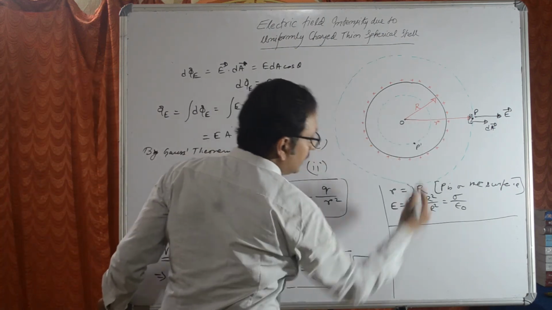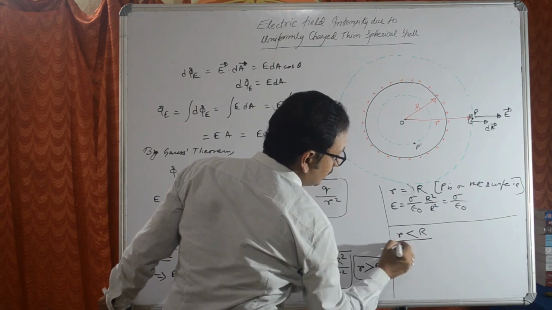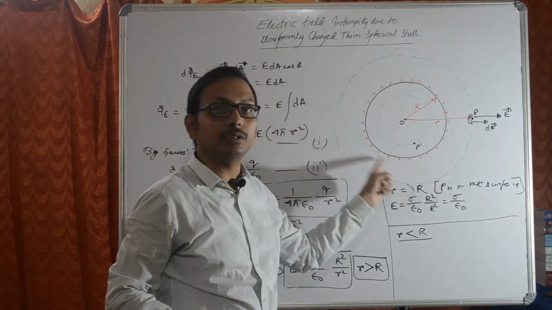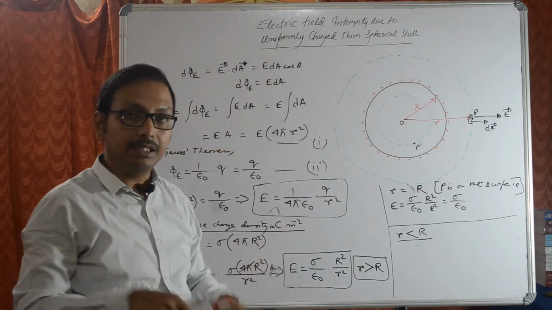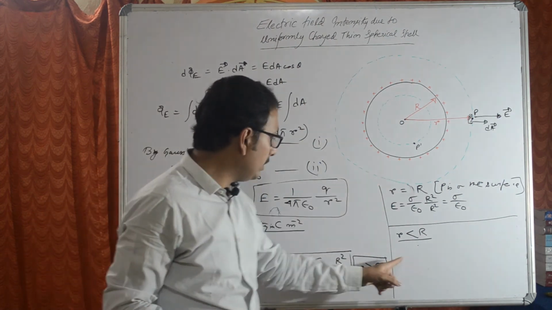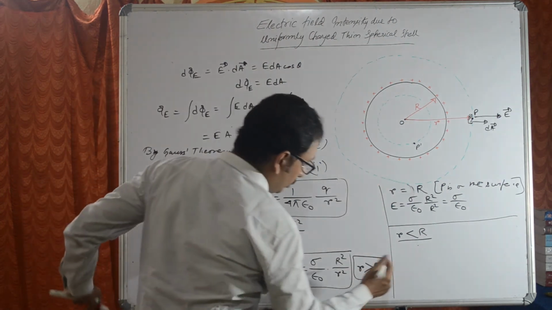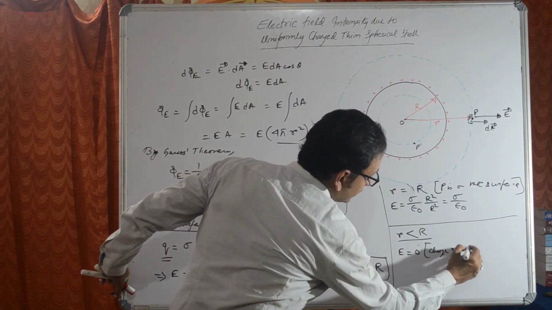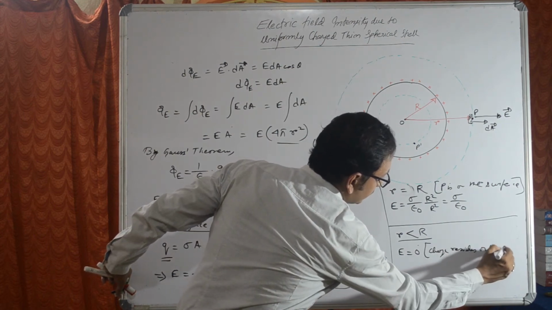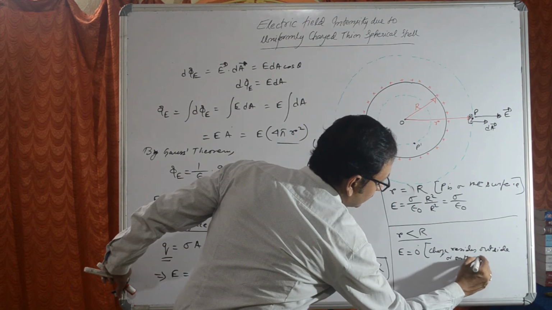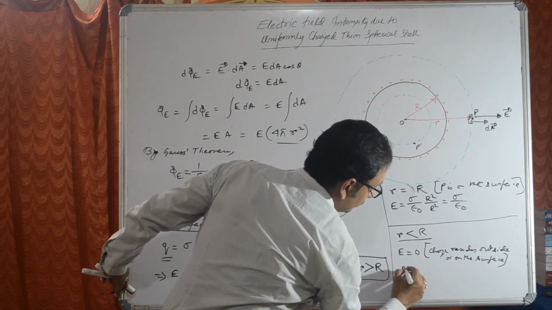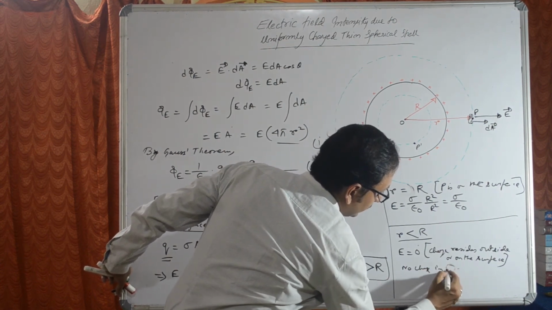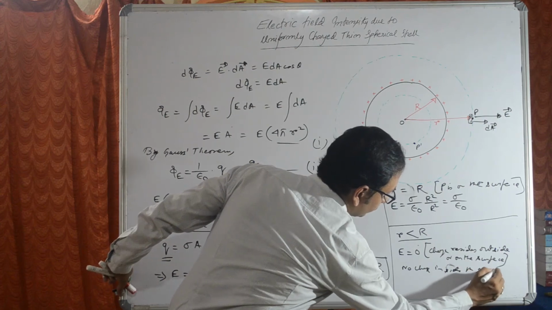Now if r is less than capital R. In this case you need to understand, for a shell, the charge resides always on the surface of a shell. That means inside there is no charge. So if I consider this electric field expression, it is of no use. The reason is because charge resides on the surface, that means no charge inside the shell.